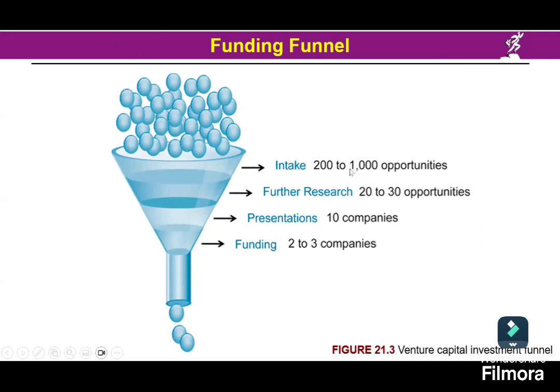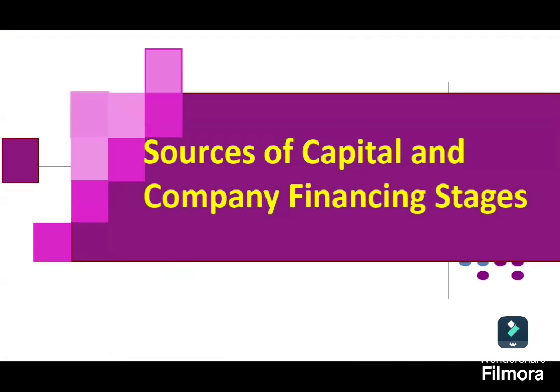But it's a highly competitive process. For example, initially 200 to 1,000 people apply. And out of those, 20 to 30 people are shortlisted. Out of those, 10 people are invited to present. And out of this, only 2 to 3 companies get funded. So here you can see the success rate is very low. You have to have a very competitive idea, which is current, which is the latest, which people are talking about, and for which there is no solution. So choosing an idea wisely is very, very important.